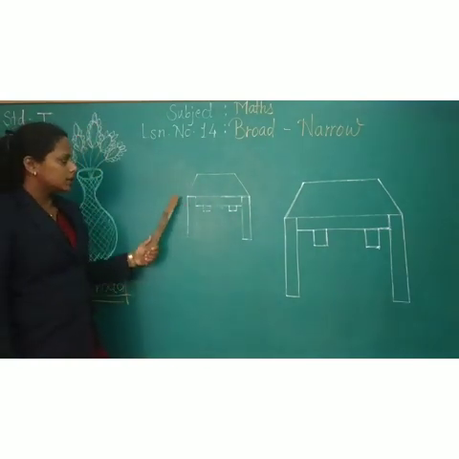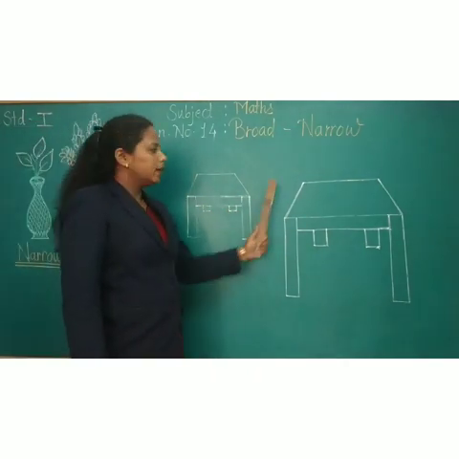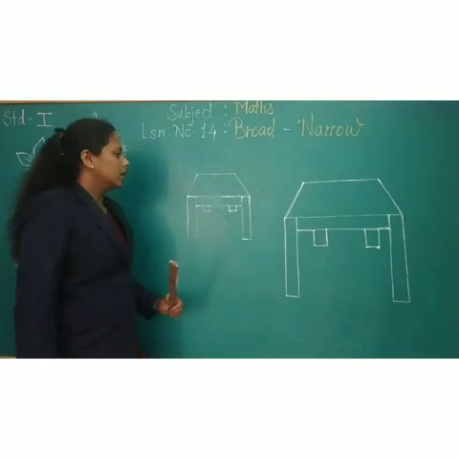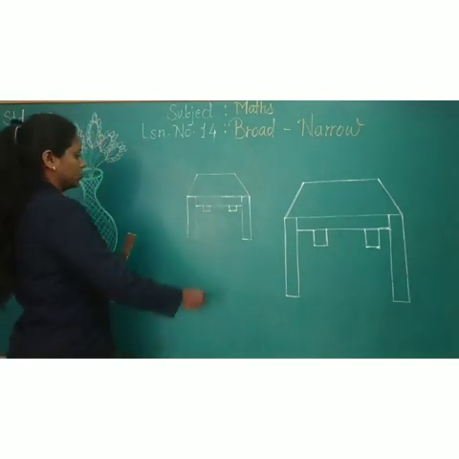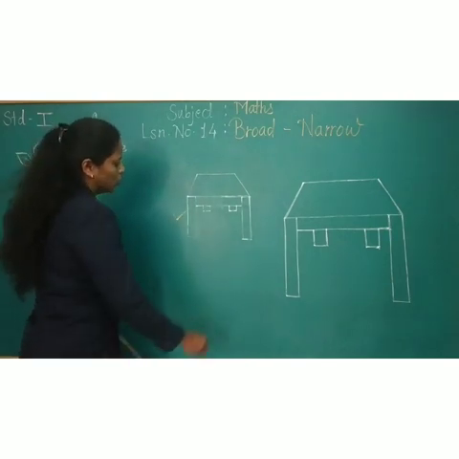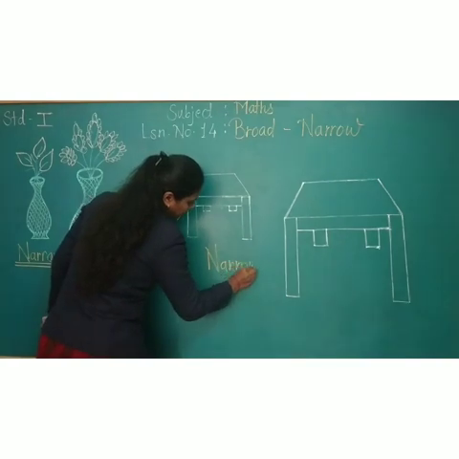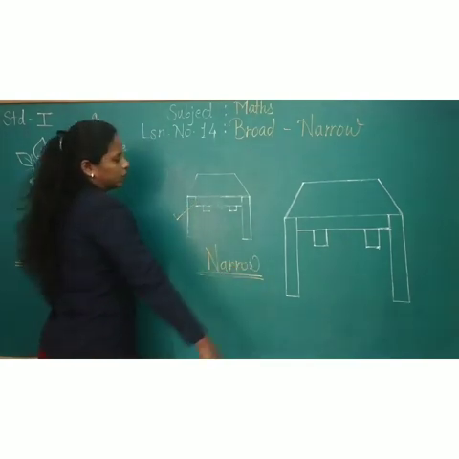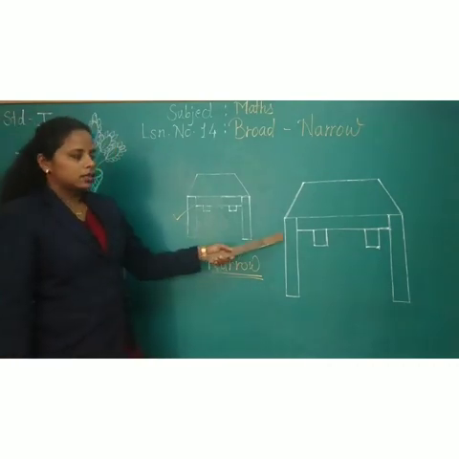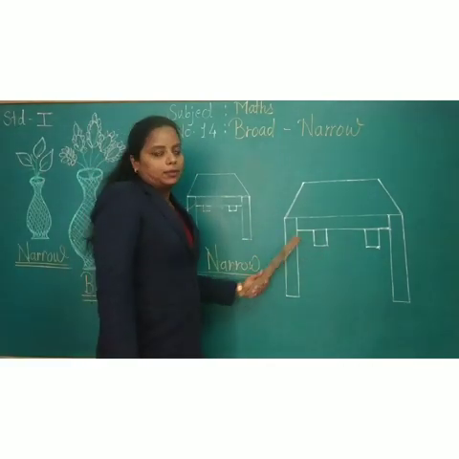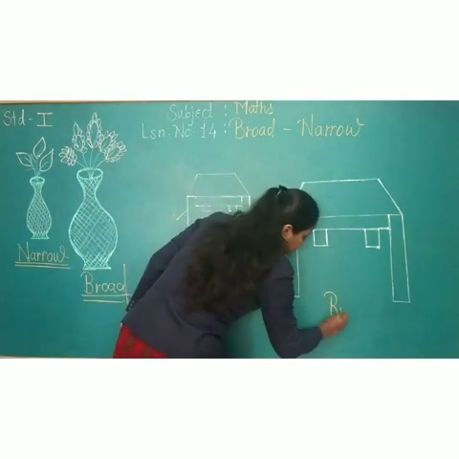So the first is small in size and the second one is bigger in size. So tell me, which one is the narrow table? The first one is the narrow. So write there narrow. Narrow means which things are in the small size, which we can say thin, T-H-I-N. And this is the broad one because this table is in the big size. So write there broad.